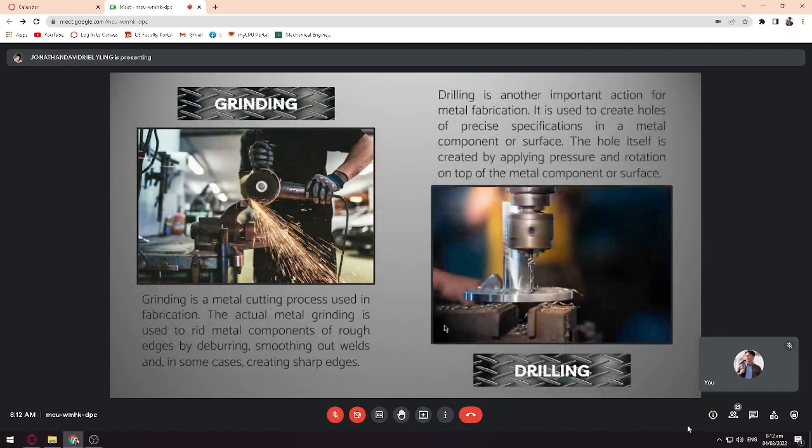First, grinding is a metal cutting process that is used in fabrication. Metal grinding is used to rid metal components of rough edges by deburring, smoothing out welds, and in some cases, creating sharp edges. Next is drilling. It is another important action for metal fabrication and is used to create holes of precise specifications in a metal component or surface. The hole itself is created by applying pressure and rotation on top of the metal component or surface.